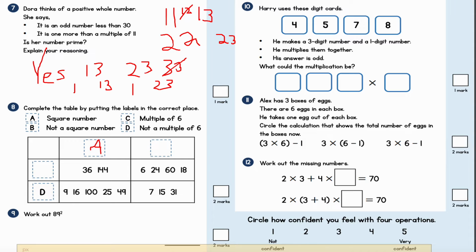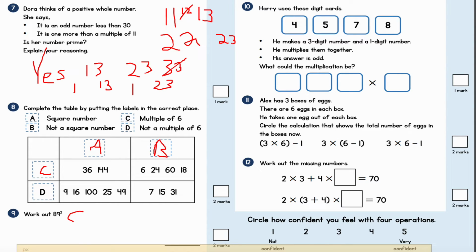If I'm looking here, I'm going to put C in this one, because looking at the rows, 36, 144, 6, 24, 60, 18 are all multiples of 6. I can take each number and divide it by 6 and get a whole number answer, which means that this has to be B. B is not a square number. None of these numbers are square numbers. If I take the square root of any of these numbers, it will not give me a whole number answer. Okay, next question, guys.